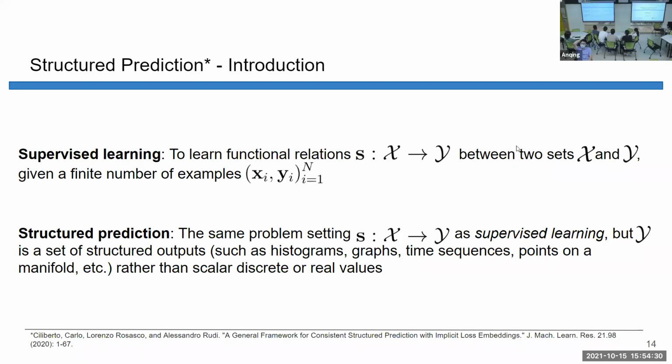We introduce its definition. Structured prediction, first we review the concept for supervised learning. So in supervised learning, we try to find the functional relations between two sets, x and y, given a finite number of examples. Basically, structured prediction deals with the same problem, except that the output space can possess complex structured outputs, such as histograms, graphs, points on a manifold, etc.